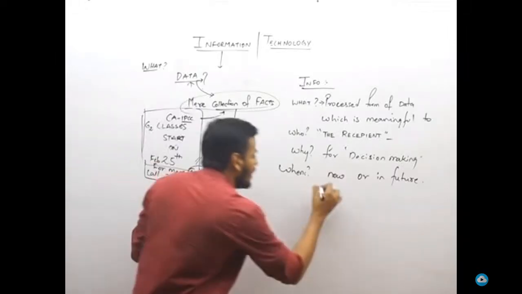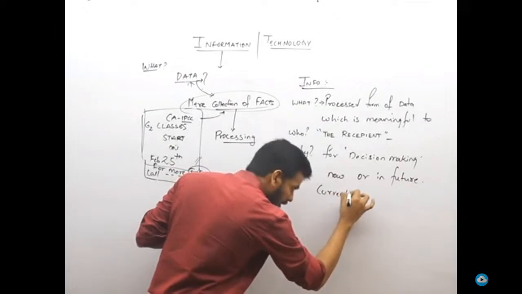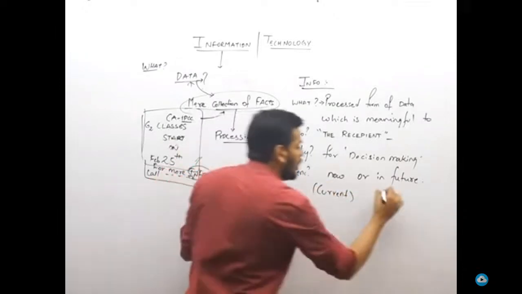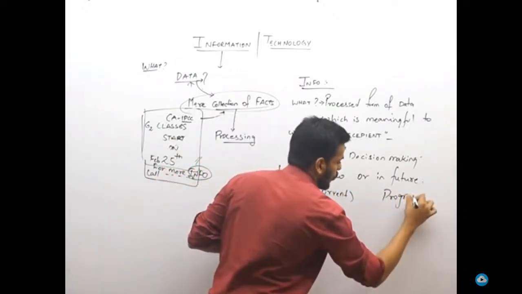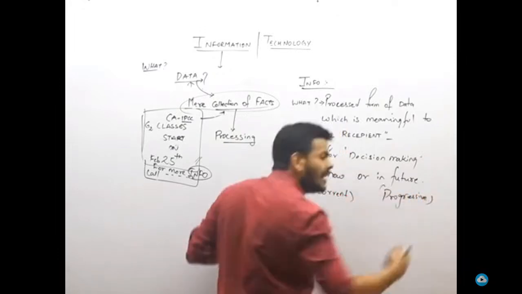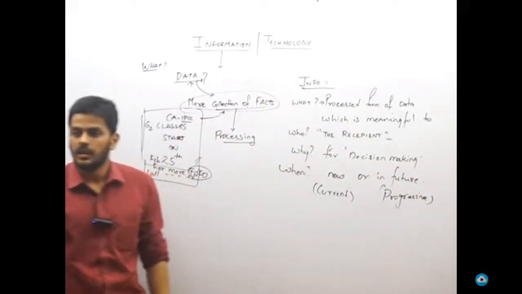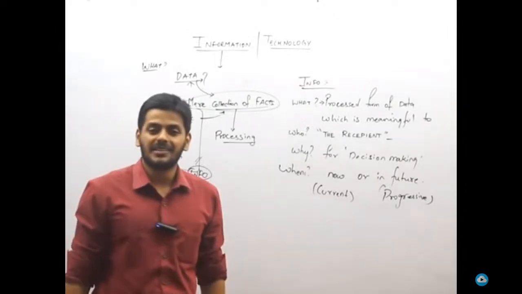Now is called current. Current means what? Right now. Future is called progressive. Progressive means as we move on, as we go on. Chalo, put up two important things that we learned right now.